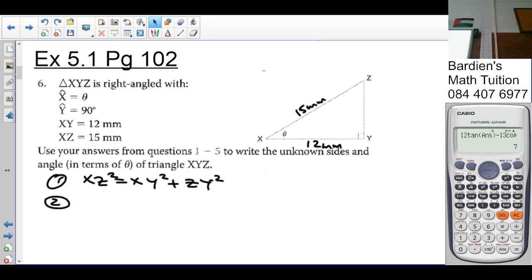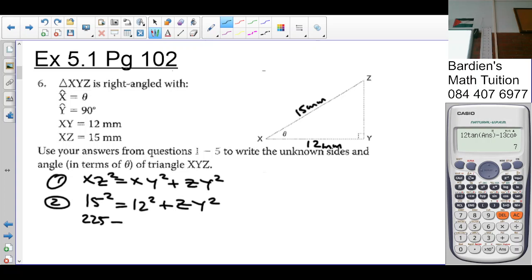So this would be 15 squared equals 12 squared plus ZY squared. 15 squared is 225, 12 squared is 144. I think that's 121. No, 81. 81 is equal to ZY squared. The square root thereof?